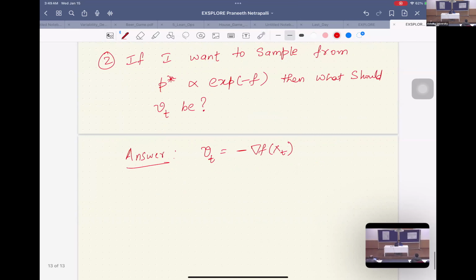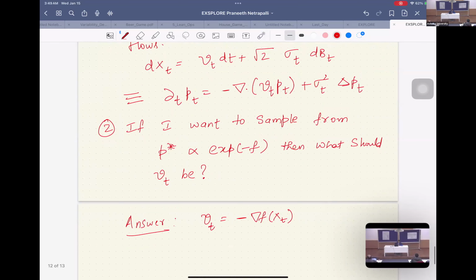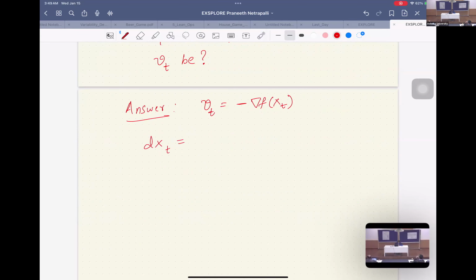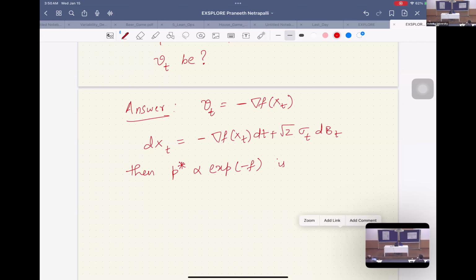In particular, what this means is that if we evolve according to dXt equal to minus grad f of xt dt plus square root 2 sigma t dBt, then P star proportional to exp of minus f is the stationary distribution. This is the second result.